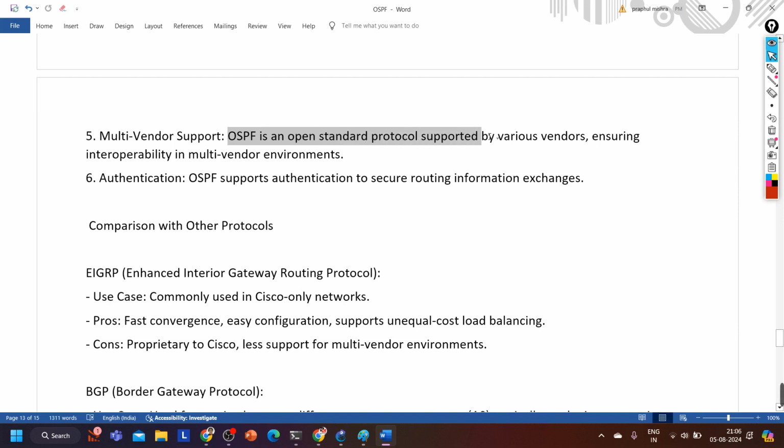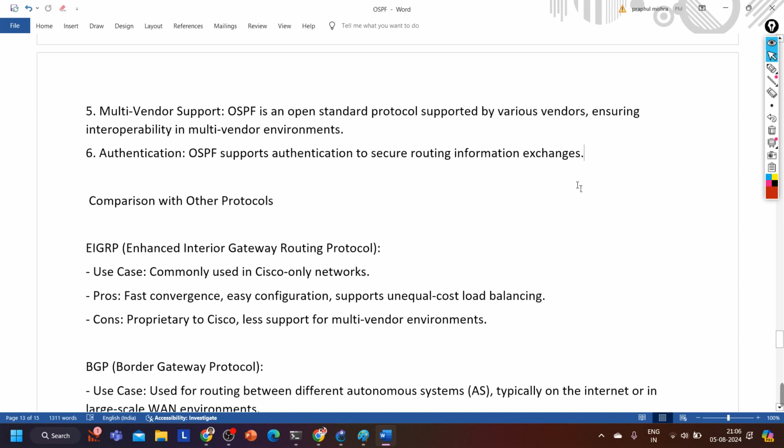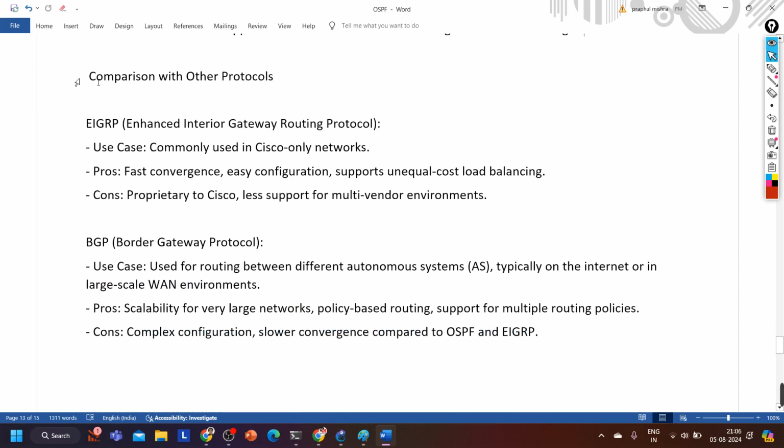OSPF is an open standard protocol supported by various vendors, ensuring interoperability in a multi-vendor environment. Then authentication: OSPF supports authentication to secure routing information exchange. So these are the benefits of using OSPF. Now if you want to see the comparison between OSPF and other routing protocols, see EIGRP.